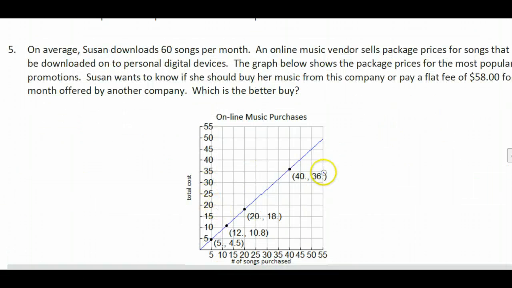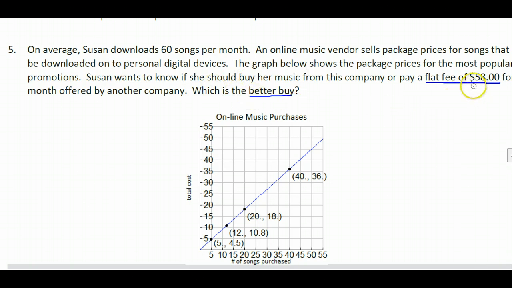Alright, number 5. This one's an interesting problem. It's a better buy problem. So you're going to compare 2 different options. Option 1 and option 2 are very different. Option 2, you pay a flat fee of $58. That means you pay $58 for a month, no matter what. If you download 0 songs, you still pay $58. If you download 1,000,000 songs, you still pay $58.